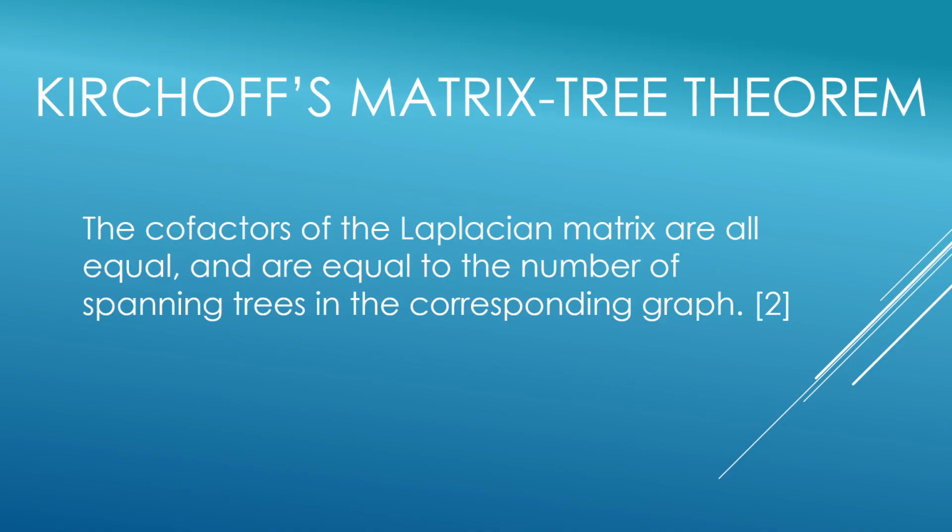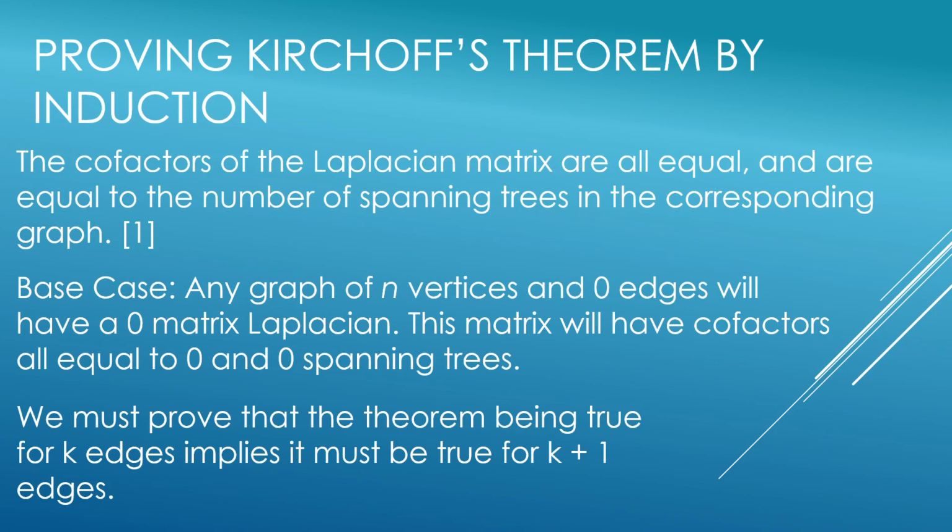So now as we're looking at Kirchhoff's matrix tree theorem, we're saying that the cofactors, if we delete a row and a column from the Laplacian matrix and take its determinant, they're all going to be the same value, and that will be equal to the number of spanning trees in the corresponding graph. That's not fairly intuitive. Why is that the case? We might want to prove that. So we're going to be looking at proving this.